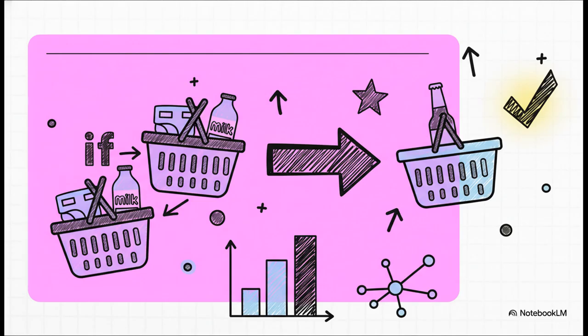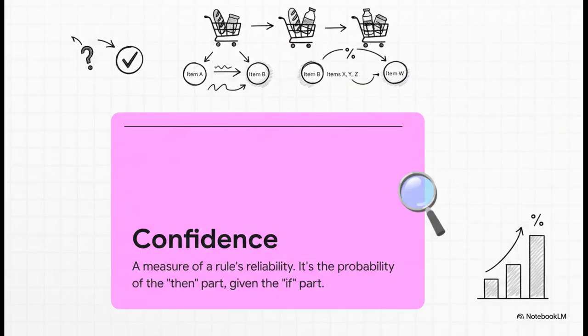Our entire goal here is to find rules where, if you see the if items in a cart, it's super likely that you'll also see the then item. But how do you measure super likely? That is what confidence is for. Confidence basically gives our rule a score for how reliable it is. It answers a very specific question: of all the times a customer bought the stuff in the if part, what percentage of the time did they also buy the stuff in the then part?